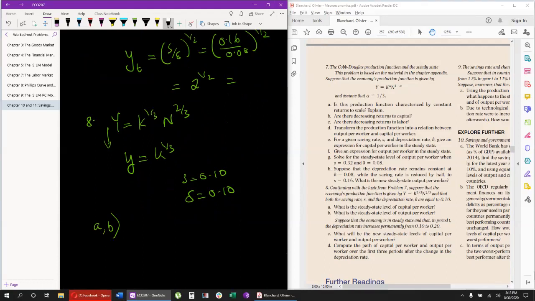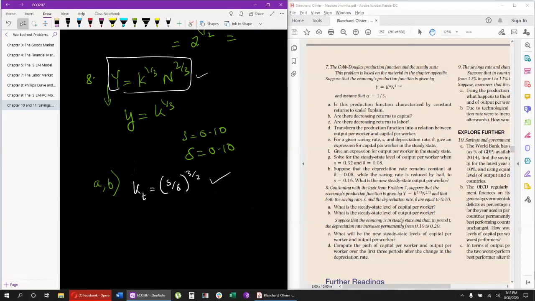Capital per worker, output per worker. Capital per worker is given by (s/delta) to the power 3/2. Of course, this equation will change depending on the production function. Because in parts 7 and 8 we have the same production function, we can use the same expression for capital per worker and output per worker. But if this was different, then we would have to calculate this once again for capital per worker. In this instance, we don't have to.